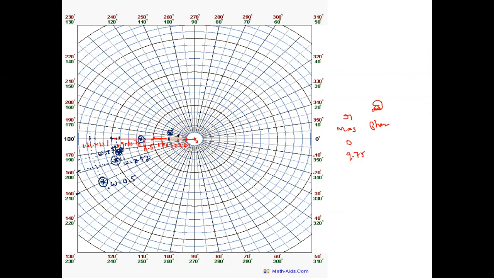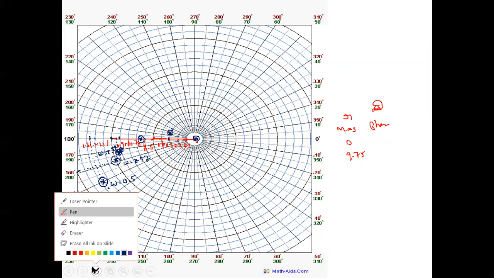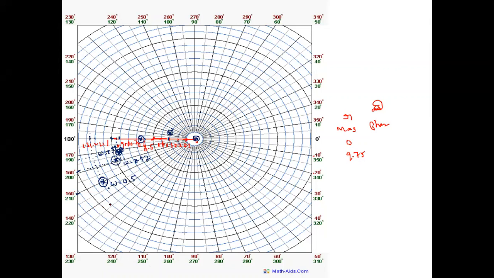Then for infinity, the magnitude is 0. This is the point. Now we will join these points. With a free hand, you can do it.